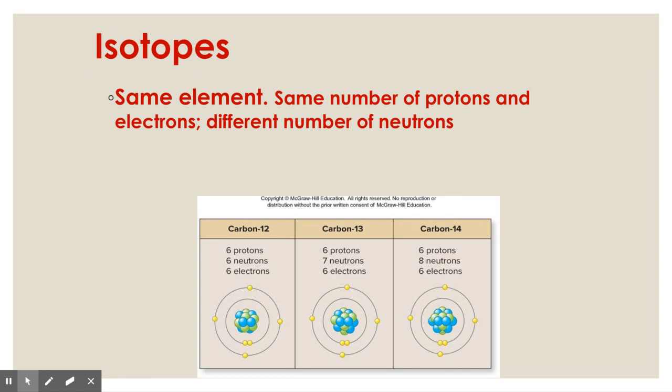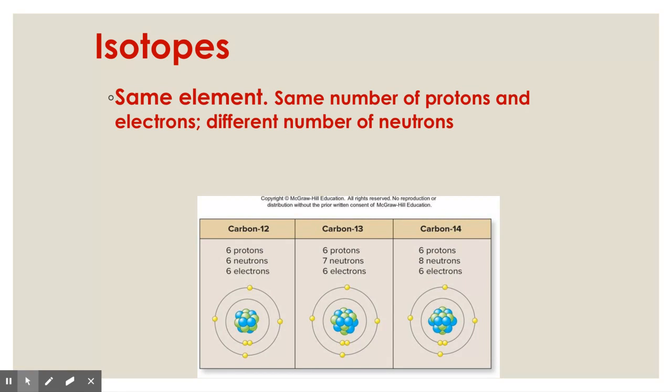Okay, so why did we see something like 12.011 for our mass, right? That doesn't make a lot of sense if we know that there are a certain number of neutrons. Well, we need to talk about something called isotopes.